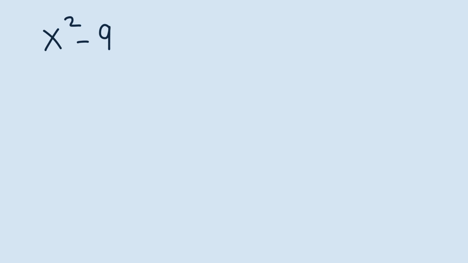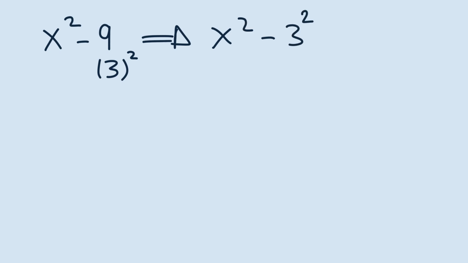What about this question? X squared minus 9. If you notice in this question, we have a difference between two squares. The first term is squared. The second term is basically 3 squared, right? So I can rewrite the question as x squared minus 3 squared. So this is the difference between two squares.